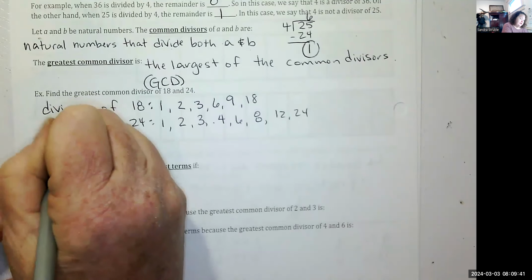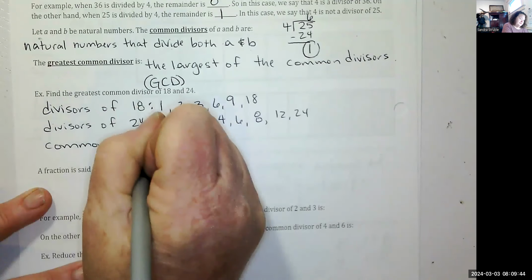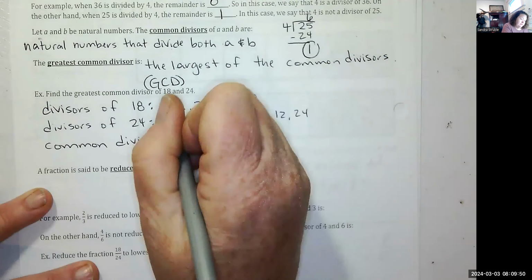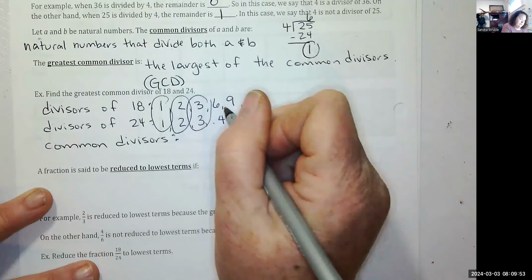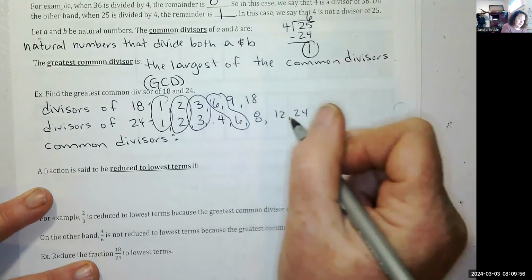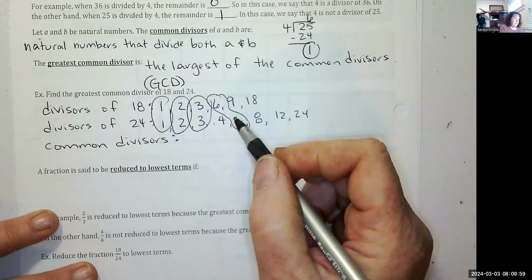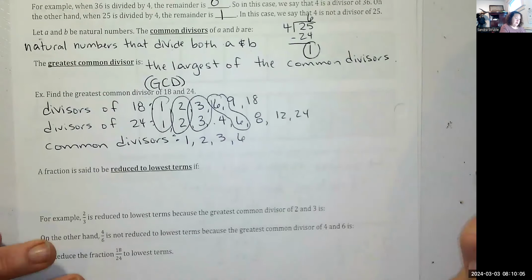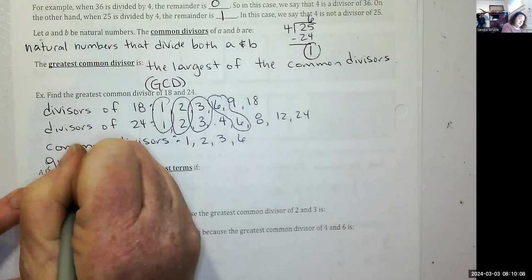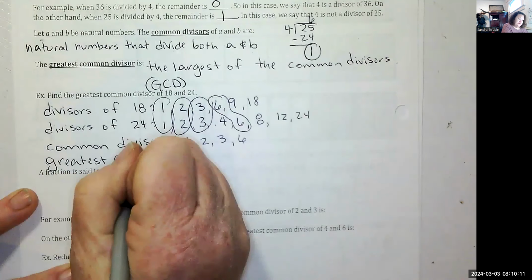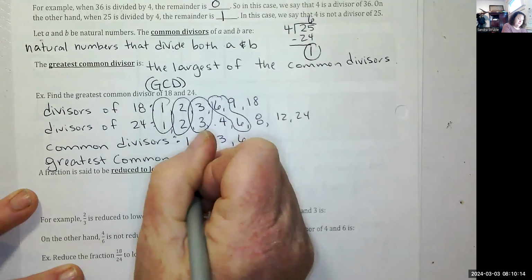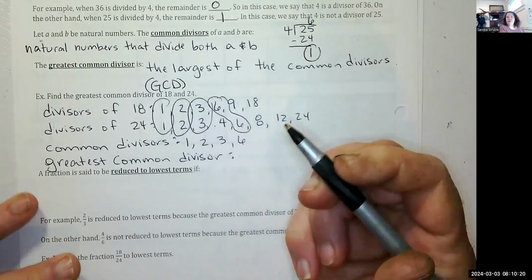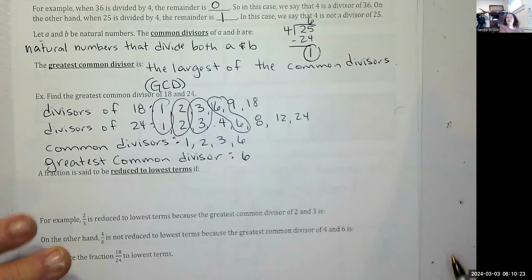And then the common divisors are what? Well, what do they have in common? 1, 2, 3, 6, and that's it. So common divisors are 1, 2, 3, and 6. So what is the greatest common divisor? Out of all of these, 1, 2, 3, and 6, which one's largest? 6. So 6 is our greatest common divisor.